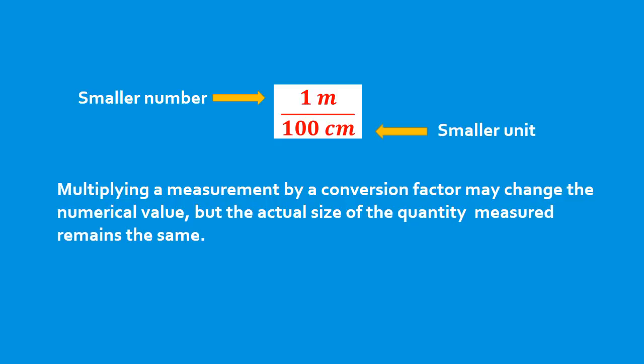Now, when we look at this here, we see that the smaller number is part of the measurement with the larger unit. So we have 1 with the meter. 1 is a smaller number, and it's associated with the larger unit of the meter. The larger number is part of the measurement with the smaller unit. So we have the larger number, which is 100, being part of the centimeter unit, which is the smaller unit.